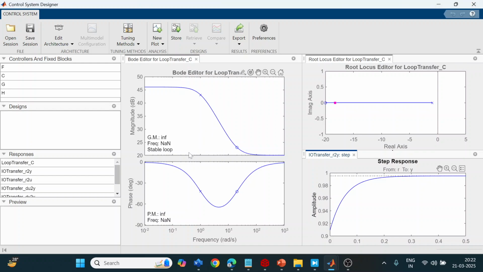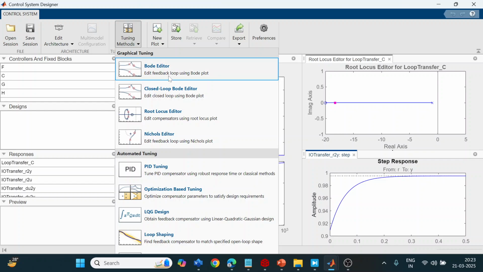These two plots are the magnitude and the phase plot. On the right hand side it gives you the root locus, and also the step response. So everything is given to you. In a single window you can analyze the Bode plot, do the root locus analysis, and see whether the system is stable, how much it is overdamped, underdamped, or critically damped. If you have to add a compensator, then you go to the tuning methods, and in the tuning methods you go to PID tuning.